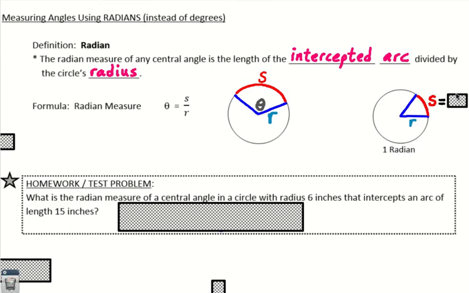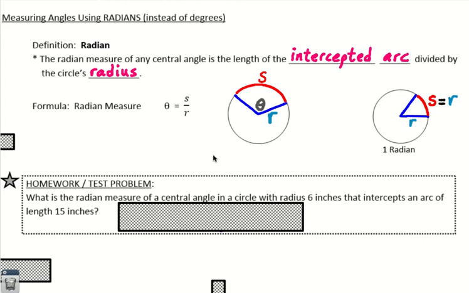So over here really quick, for you to have an angle of 1 radian, with it being S divided by R, your arc length would actually have to equal what? The radius. Now, putting that into a very simple example, here we go. What is the radian measure of a central angle in a circle with radius 6 inches that intercepts an arc of length 15 inches?